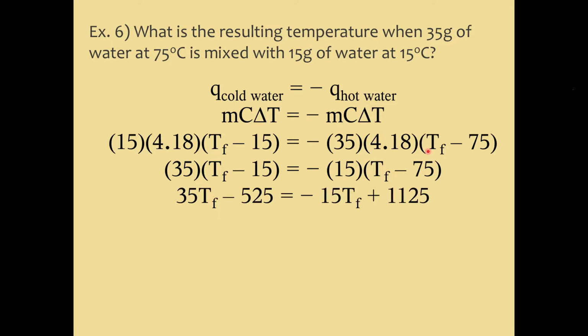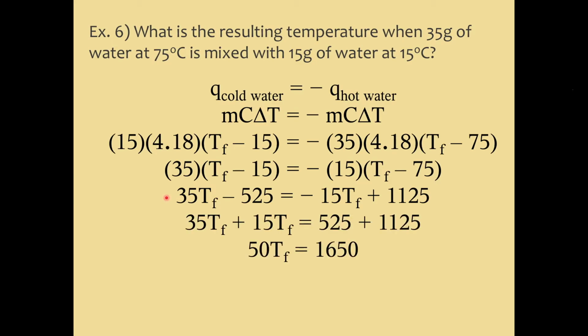And then let's get rid of those. So we're going to distribute the coefficients. We're going to distribute the 15, and we're going to distribute the 35 to make this. And then we'll combine like terms and get that. And then now we'll isolate TF to get 33 degrees Celsius.